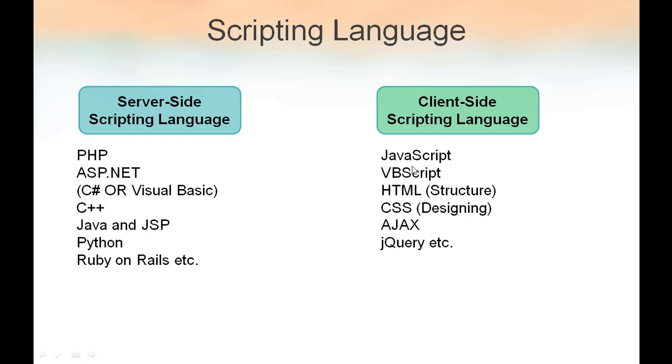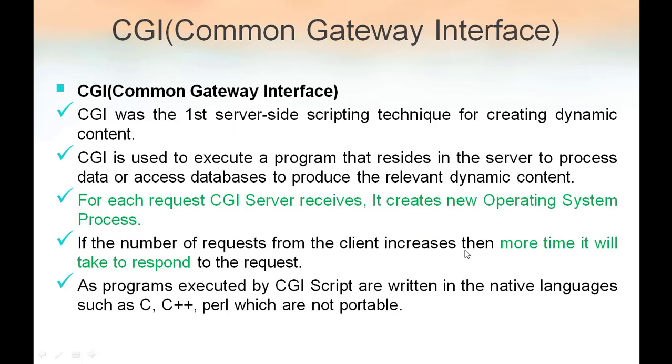Client-side scripting languages: JavaScript, VBScript, HTML, CSS, Ajax, jQuery, etc. CGI full form is Common Gateway Interface. It was the first server-side scripting technique for creating dynamic content. It is used to execute a program that resides in the server to process data or access database to produce the relevant dynamic content.